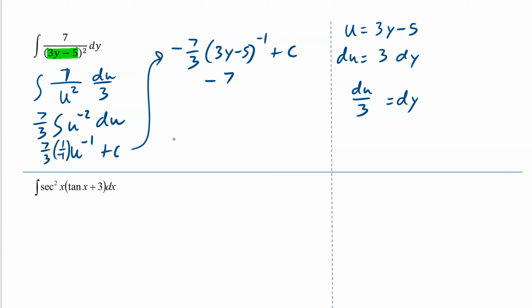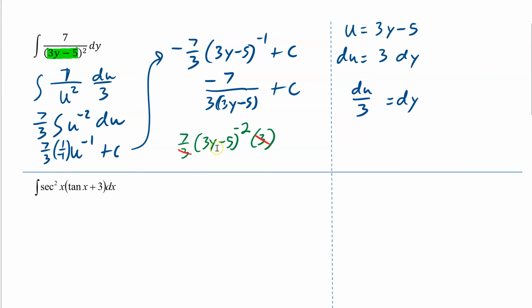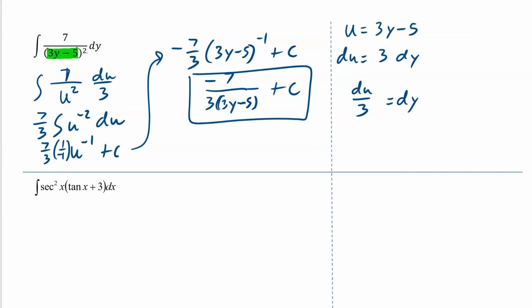Rewriting it is -7 over 3, 3y minus 5. You can distribute if you want. I'm going to leave it alone. But what do we still need to do? We need to check it. So if I go back up to the top one, that would become 7/3, 3y minus 5 to the -2 times 3, which is the inside. And the 3's cancel, taking us back to the original. So that's perfect. Everything checks. So we just have to take the derivative. Okay, so this is perfect. Let's move on to the next one.